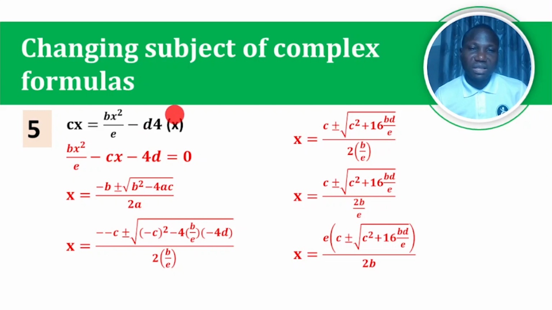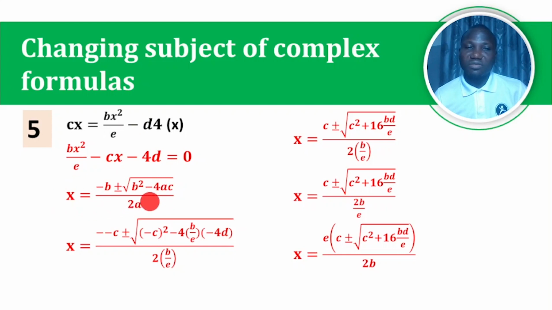So this x term that we're trying to make the subject is a quadratic term, because here you see it has a quadratic term. This is a quadratic term because of this x squared, and it also has a linear term. So that means this is a quadratic equation. Now the way you get your subject from a quadratic equation is by applying the quadratic formula.